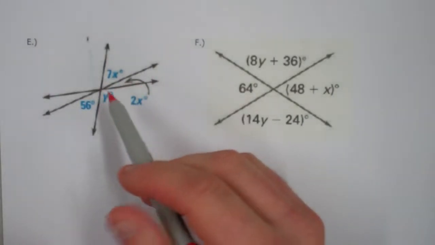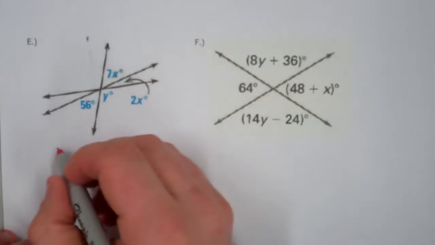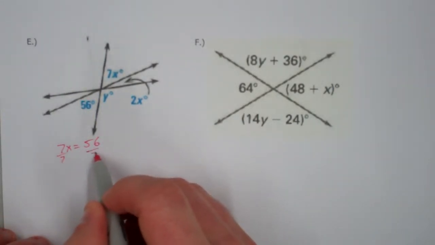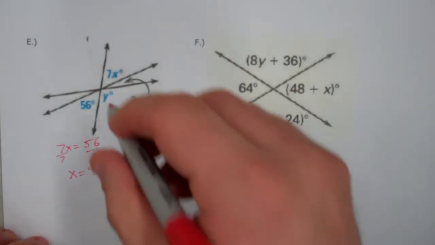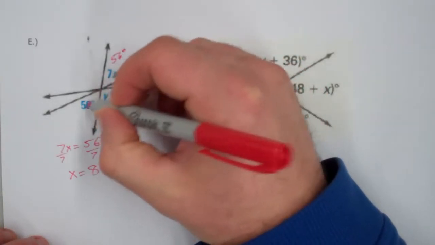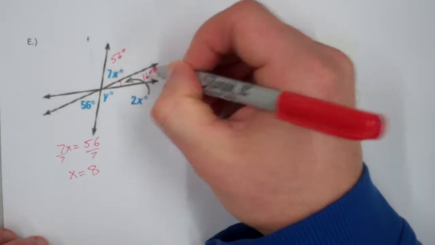What we know about 56 and 7x is that they're vertical angles. So 7x is equal to 56. We could divide by 7. And we'll get x to be 8 here. So if we multiply 7 by 8, of course that's our 56 degrees, so that does check. This little angle here is going to be 2x, or 16 degrees.